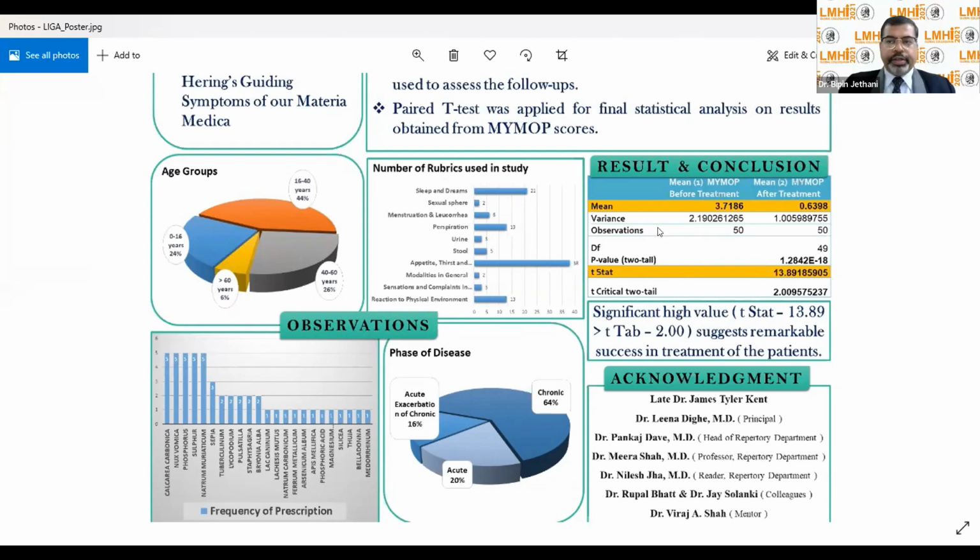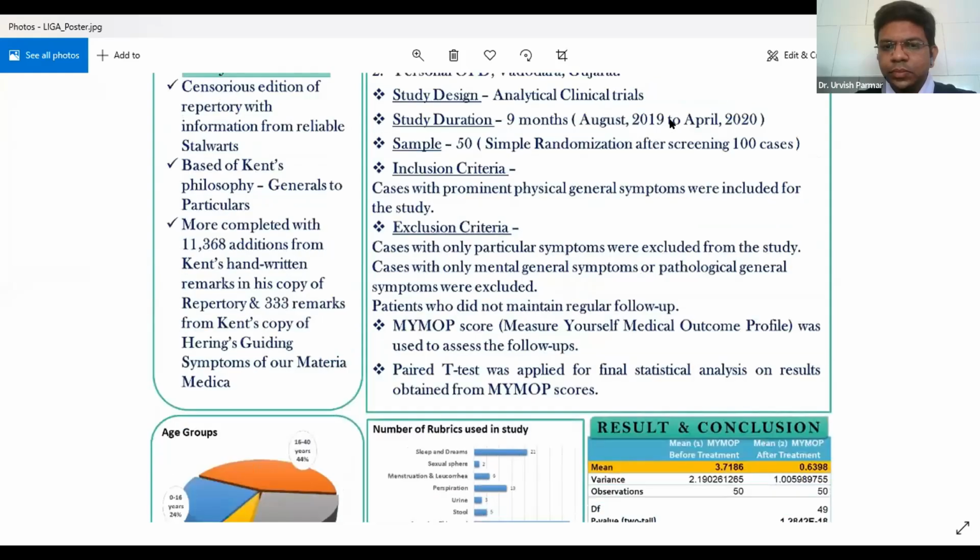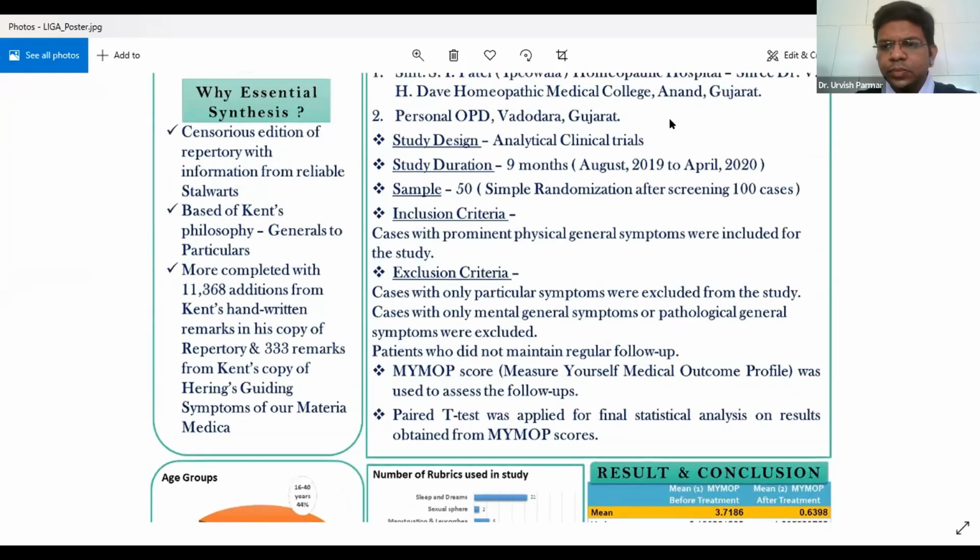Thank you, Dr. Parmar. We don't have any questions from the delegates. I'll request Dr. Suniti Chug ma'am to kindly enlighten on this. Yes, Dr. Parmar. In your exclusion criteria, did you exclude patients who are undergoing treatment for some other medical conditions, some modern medicine treatment? No, ma'am, I have not excluded those patients.